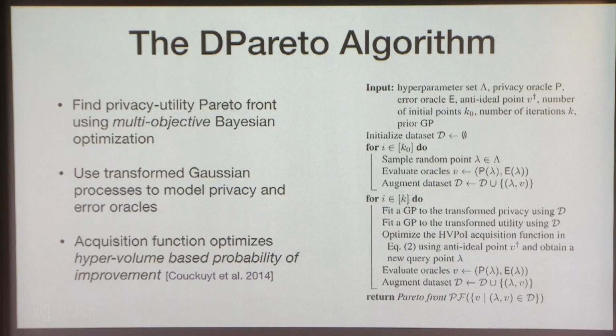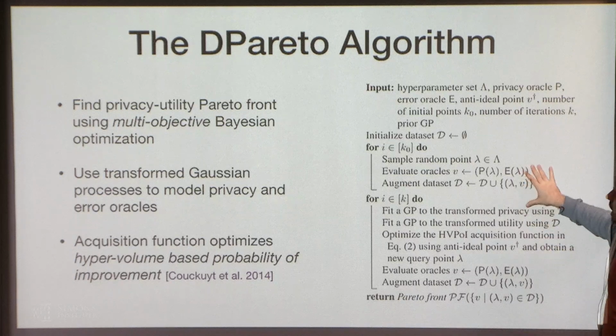So the algorithm that we designed to find these Pareto fronts, we call it DPareto. In this case, it's a multi-objective Bayesian optimization, because we're trying to minimize 2 objectives at the same time. We're trying to minimize the error and minimize the privacy loss, and that's why we put error instead of accuracy, because then we are minimizing both. Just subtract. Yes, yeah. So in this case, obviously, there's no single minimum. There's just a Pareto front of minimums.